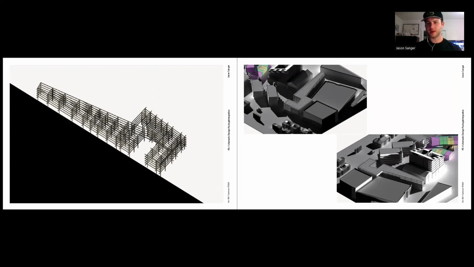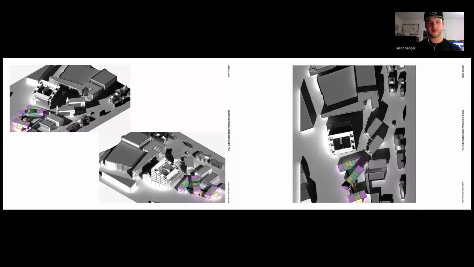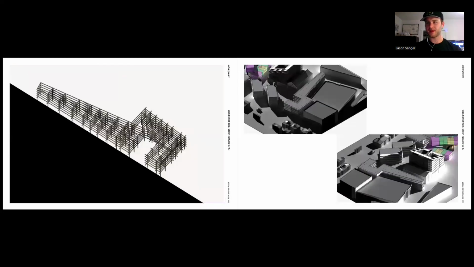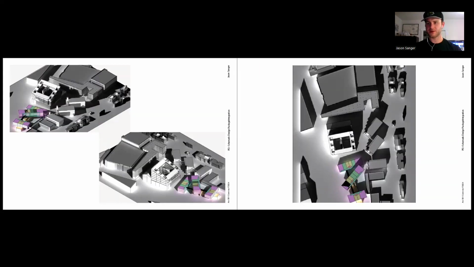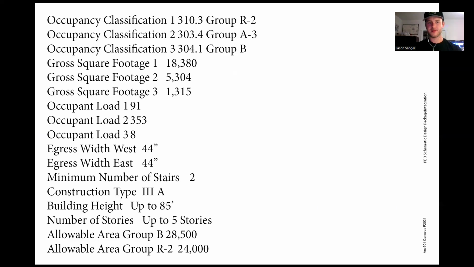Then here on the right, we have some modeling from the northwest, northeast, and then southeast and southwest views, as well as here on the right, the top view. This is to sort of show my massing, just sort of modeling what's going on here in my building. And then here we finally have the table for occupancy and code.